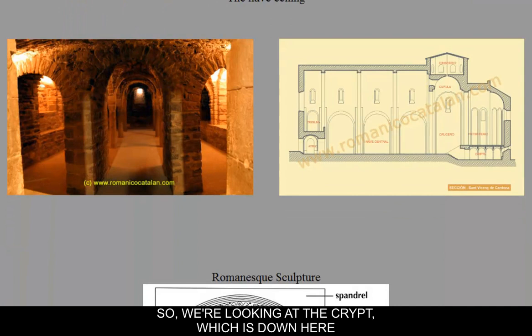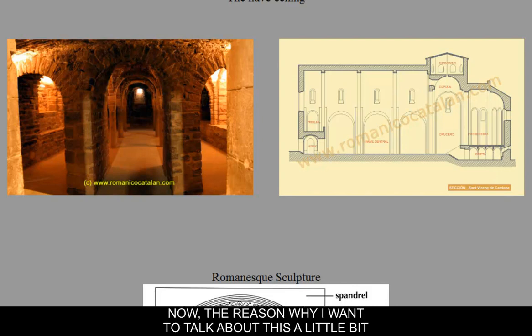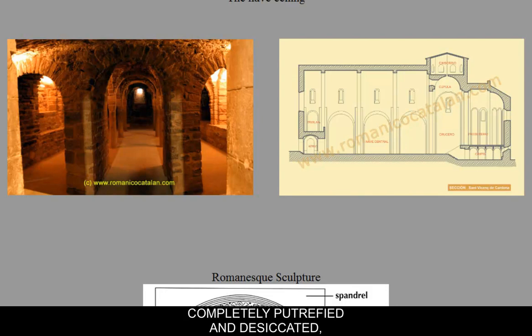So we're looking at the crypt, which is down here on the lower right-hand side, and you can actually see that it's a series of barrel vaults that run underneath the main altar. Now, the reason why I want to talk about this a little bit is, you've ever heard the term stinking rich? Well, the crypts were buried underneath the altar because the rich people would have enough money to give to the church to be buried underneath the altar, and of course, before their bodies completely putrefied and desiccated, their corporeal remains would rot and smell, and that's where we get the term stinking rich from.